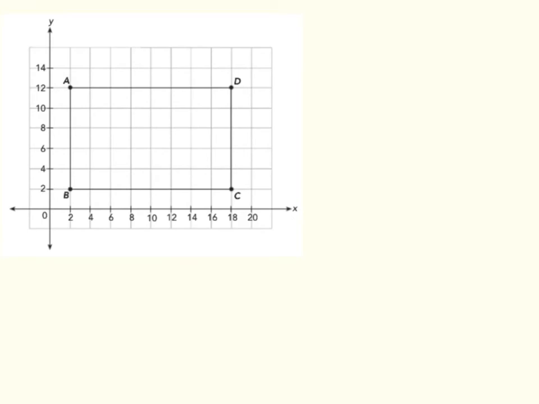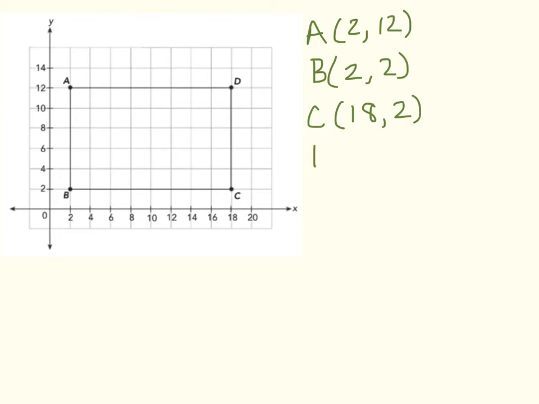Let's now use what we've learned about plotting points on the coordinate plane to solve a real-world problem. A plan of a rectangular garden is shown. The side length of each grid square is 2 meters. So let's begin by giving the coordinates of points A, B, C, and D. Well, let's see. Point A is at 2, 12. Point B is at 2, 2. Point C is at 18, 2. And point D is at 18, 12.